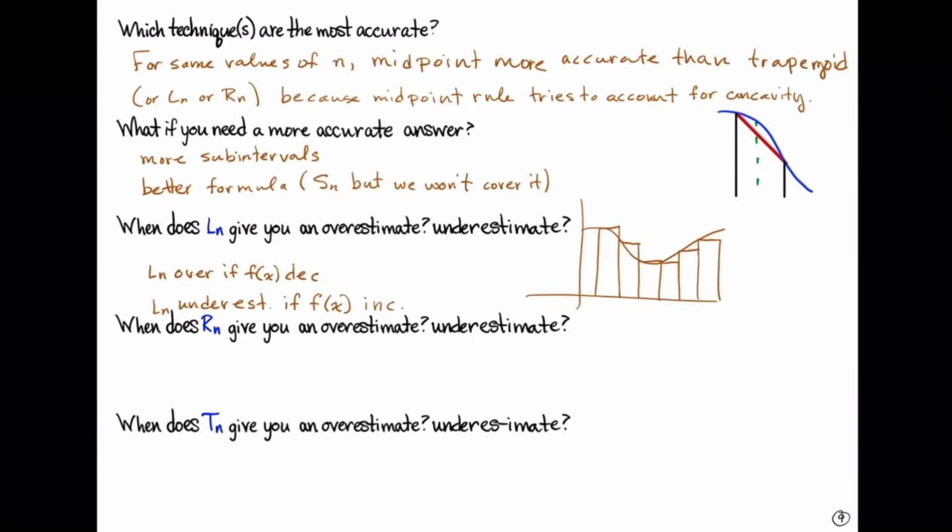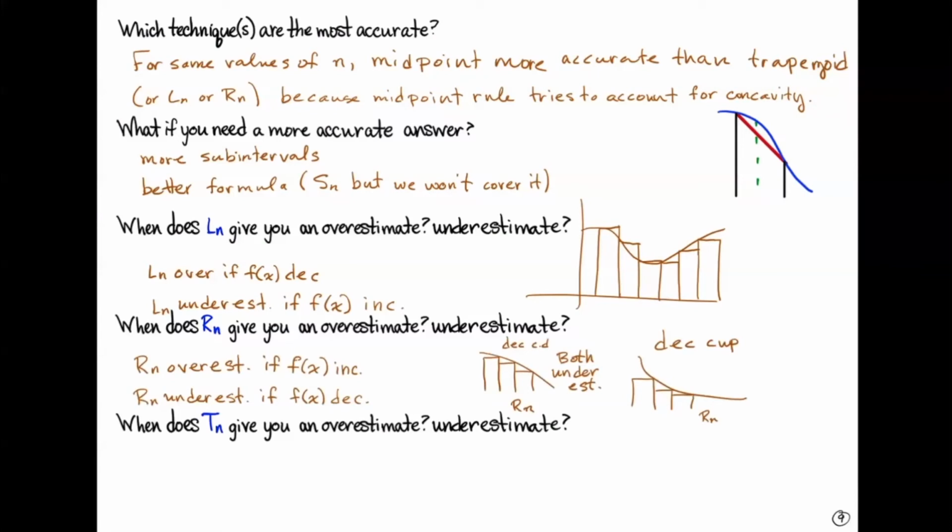Similarly, for the right-hand rule, just sketching another graph here, noticing that where our function is decreasing, our right-hand rule is giving us an underestimate. Here we have our underestimate, and still we're decreasing, we're still getting an underestimate, and one curve is concave up, the other one is concave down. So the concavity doesn't play into this. It's just whether the curve is increasing or decreasing. So when the curve is decreasing, our right-hand rule gives us an underestimate, and likewise, if you were to draw an increasing curve and use your right-hand rule, you would see that you're getting an overestimate.